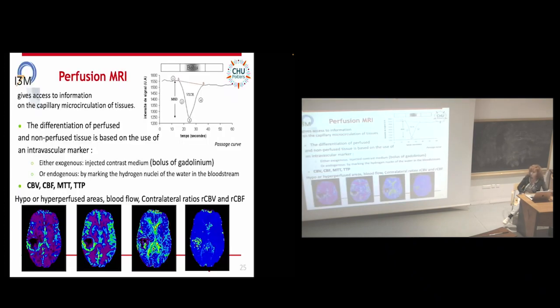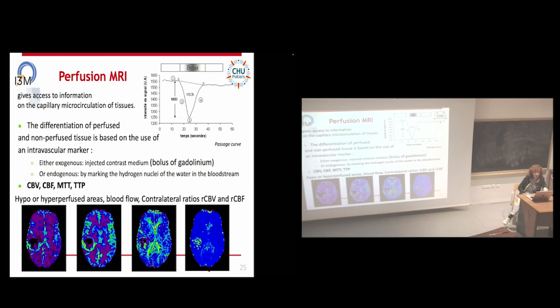Functional imaging is also possible with perfusion MRI, with these three types of imaging. You have hypo and hyperfused areas, blood flow that are given in the CBV, CBF, MTT, and TTP imaging. In fact, in this case, you have a look at the microcirculation of the tissue, and to analyze the perfusion of an organ, you can use what we call an endogenous marker, and then the marker is just hydrogen, finally, the water you have in your body.